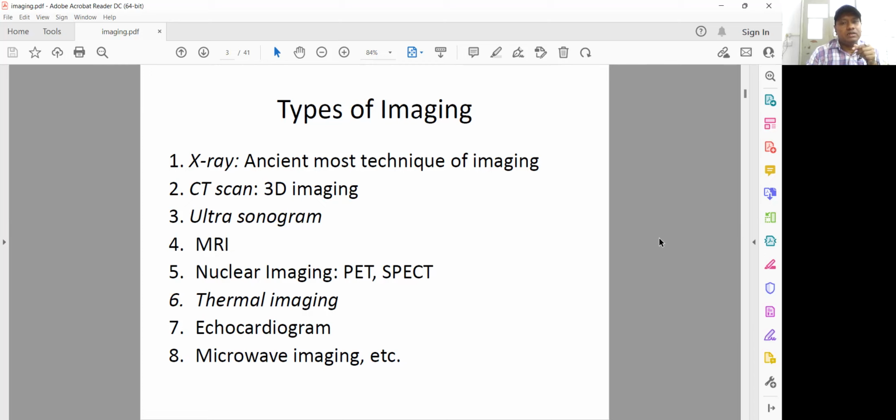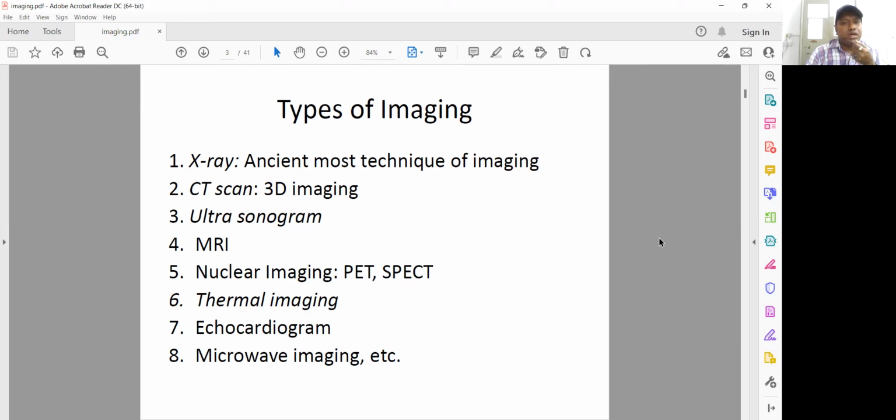X-ray is 2D, and in CT scan, it is a 3D imaging. Obviously, in 3D, we can detect the dimensions of the tumors or other cells much more clearly, right? So the CT scan is the 3D imaging.